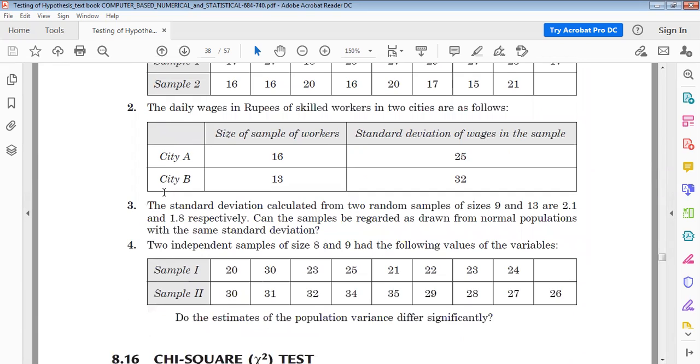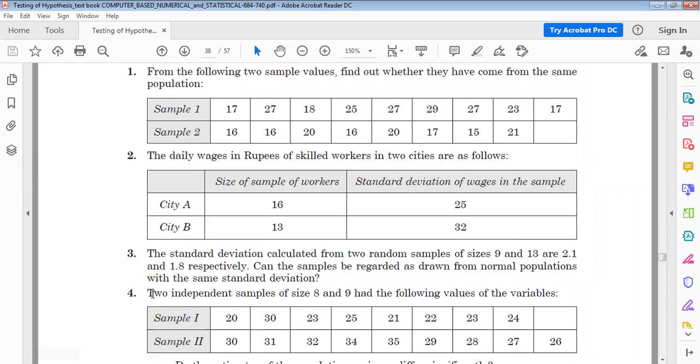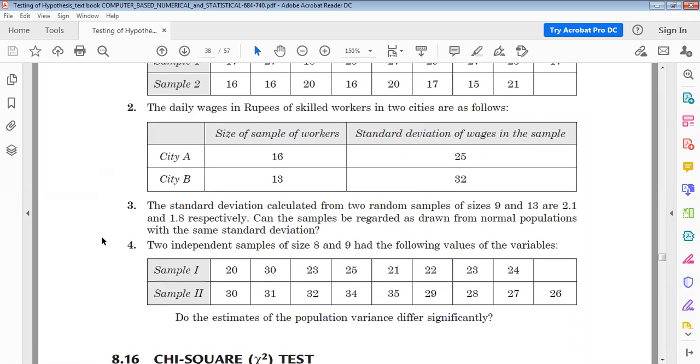So examples 1, 2, and 4 will be homework. Everybody write down 1, 2, 4. This is a very important example for you. Using this example, you can do the exercise, assignment 1, 2, and 4.